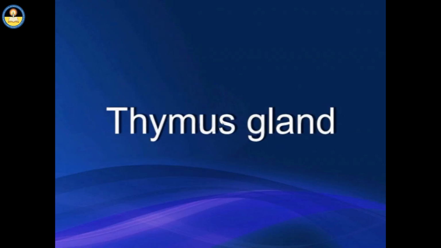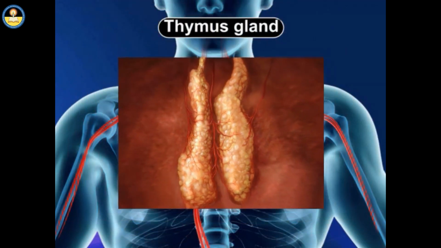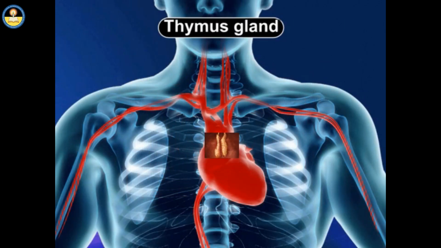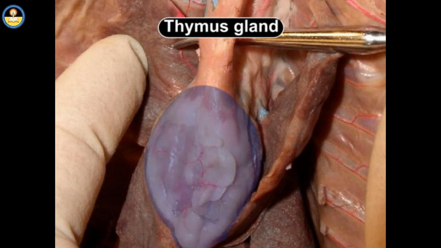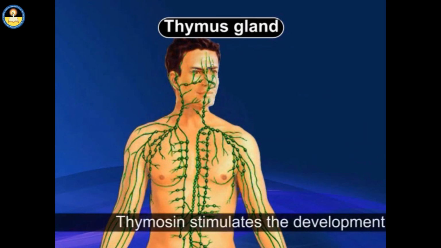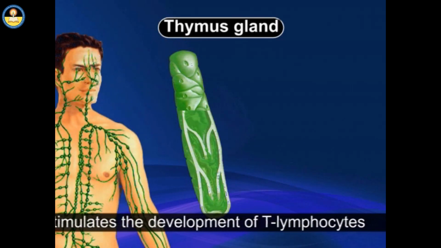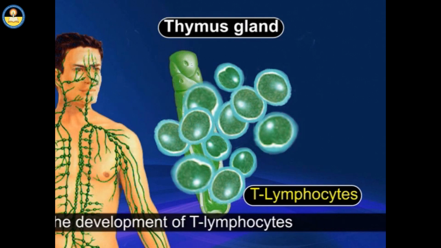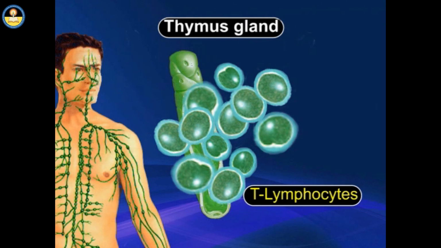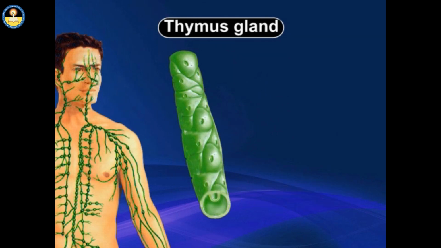The thymus gland is a lobular structure located on the dorsal side of the heart and the aorta. The thymus plays a major role in the development of the immune system. This gland secretes a hormone called thymosin that stimulates the development of T lymphocytes, a type of white blood cell that plays a central role in cell-mediated immunity.